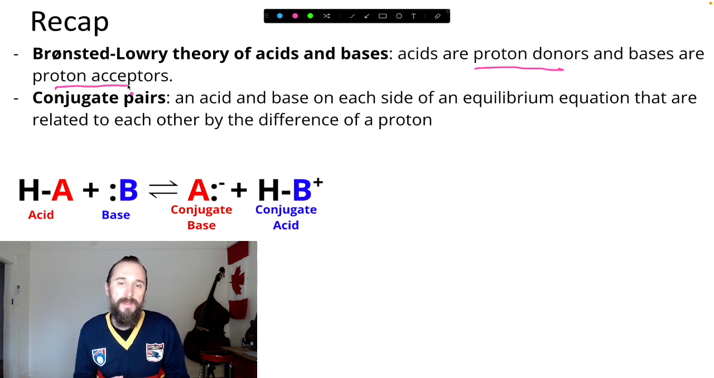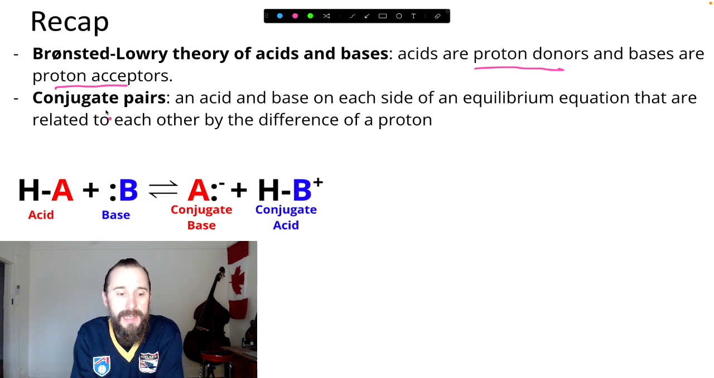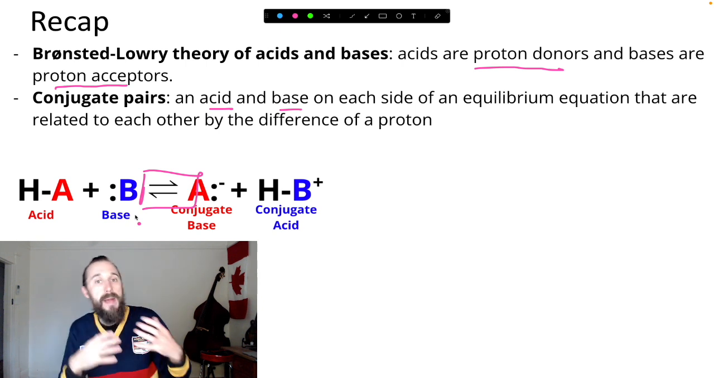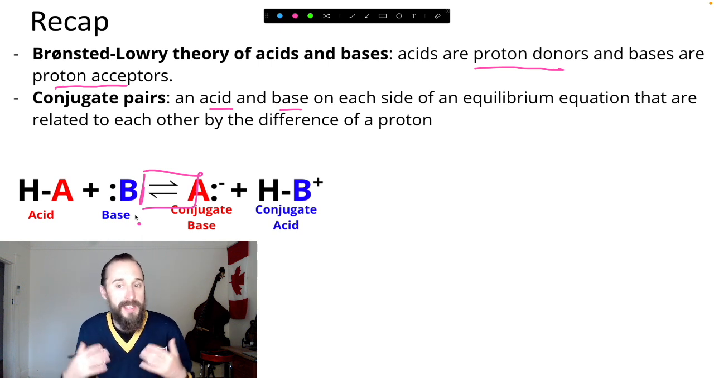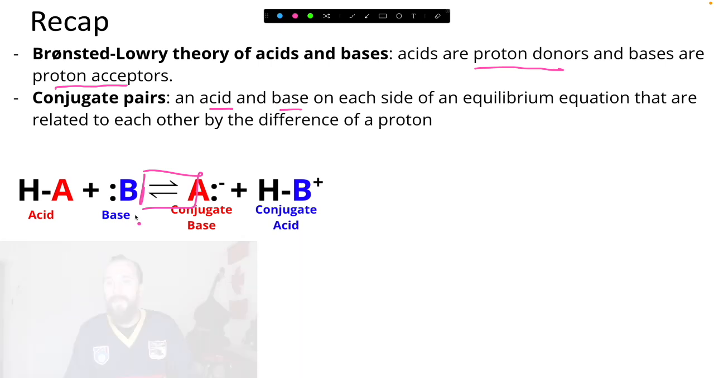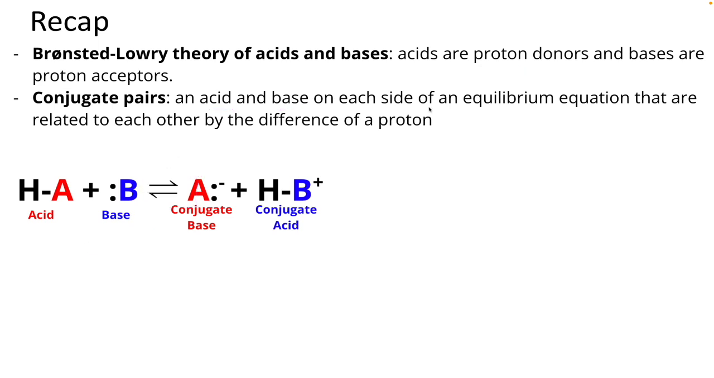There'll be a few different ways to define your acids and bases, but we're going to be primarily concerned with the Bronsted-Lowry definition. The other concept was the idea of conjugate pairs, which is an acid and a base on each side of an equilibrium equation that are related to each other by the difference of a proton. So we have the equilibrium, implying the reversible reaction at equilibrium, rates of the forward and backward reaction equal each other, and the concentrations of reactants and products remain constant.